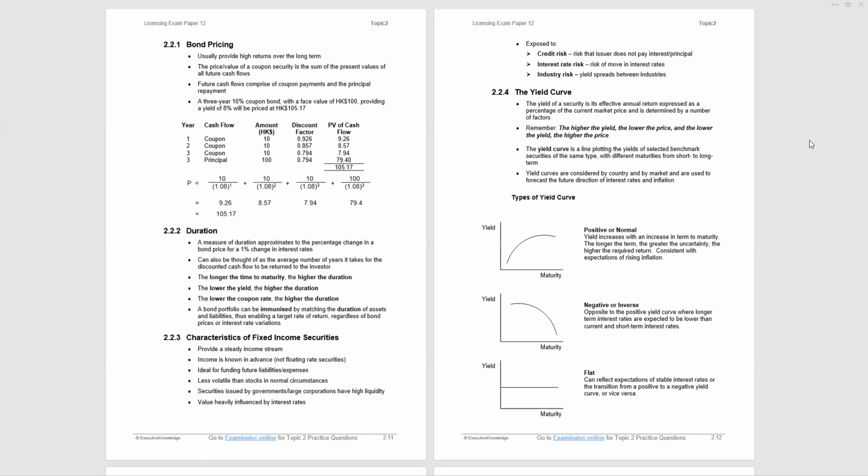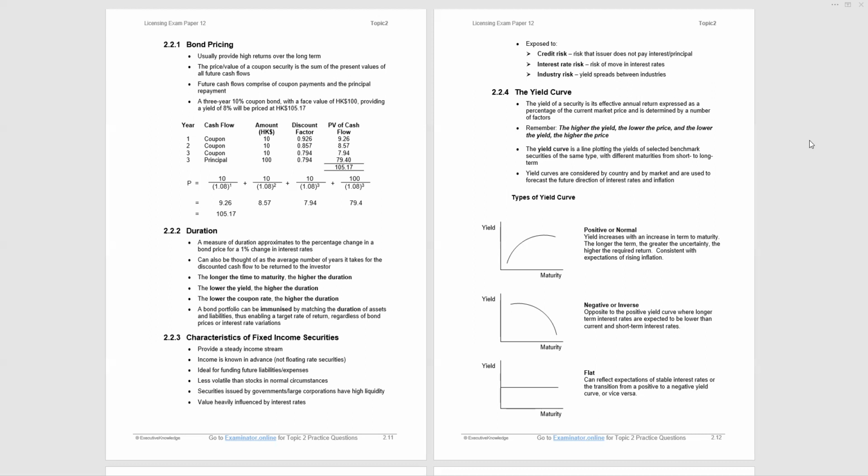And then we're told the bond portfolio can be immunized by matching duration of assets and duration of liabilities, thereby meeting the target rate of return, regardless of price or interest rates. If duration comes up at paper 12, it will be one question.